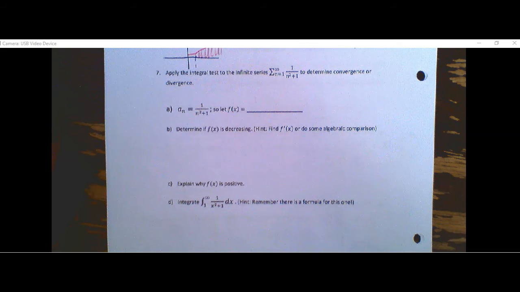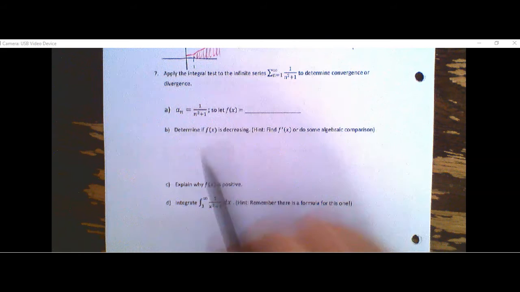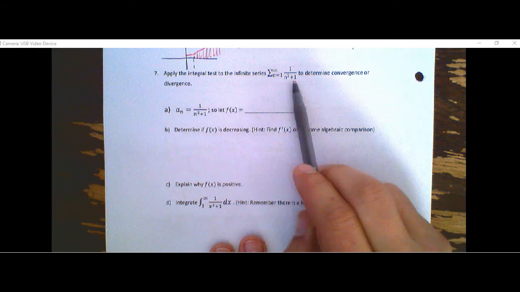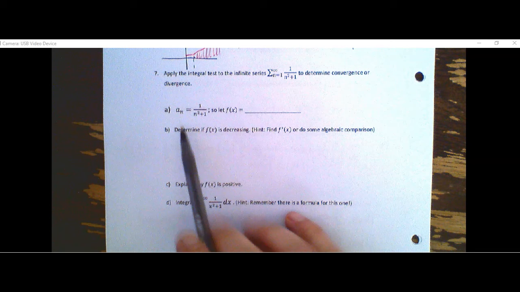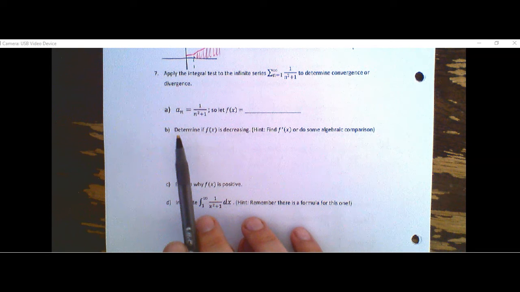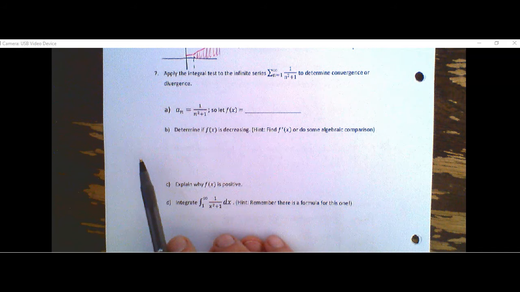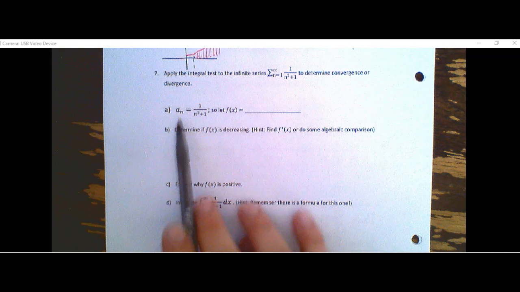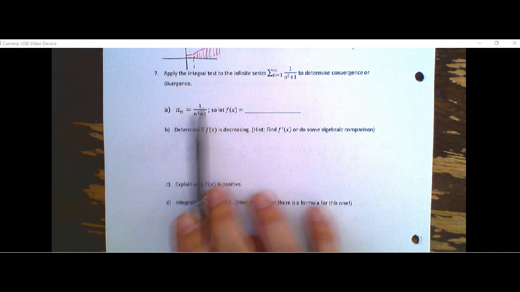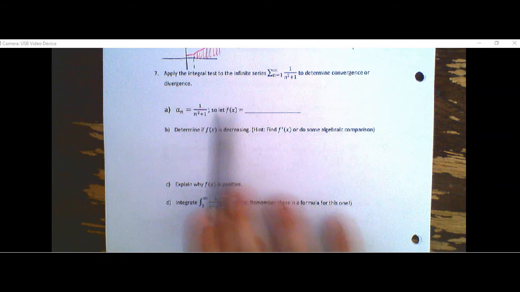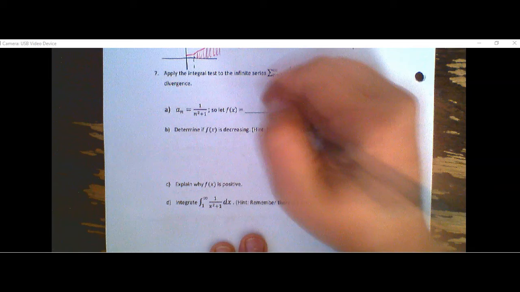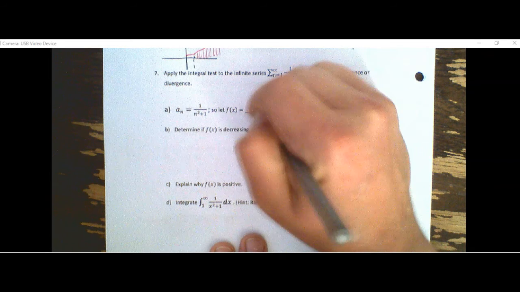Apply the integral test to the infinite series 1 over n squared plus 1 to determine convergence or divergence. So we're going to try the integral test on this. Let's see. a sub n equals 1 over n squared plus 1, so we want to write this as a function of x, 1 over x squared plus 1.